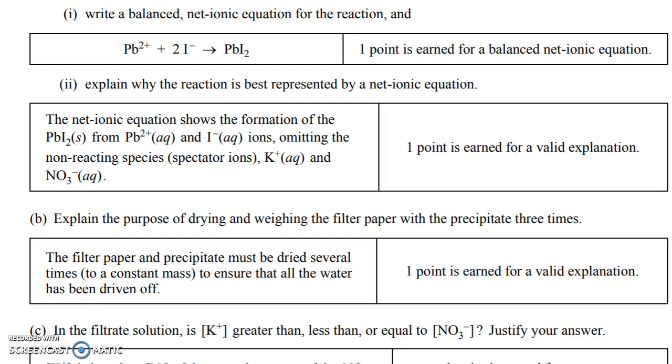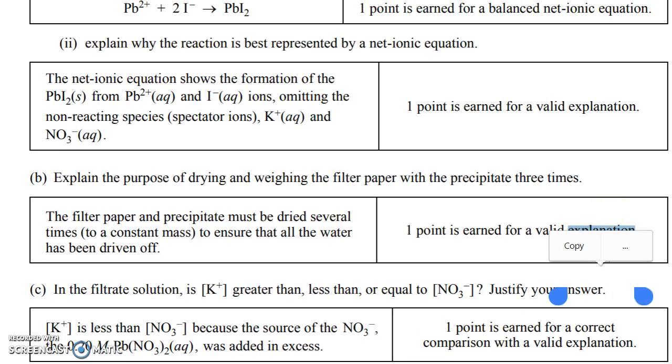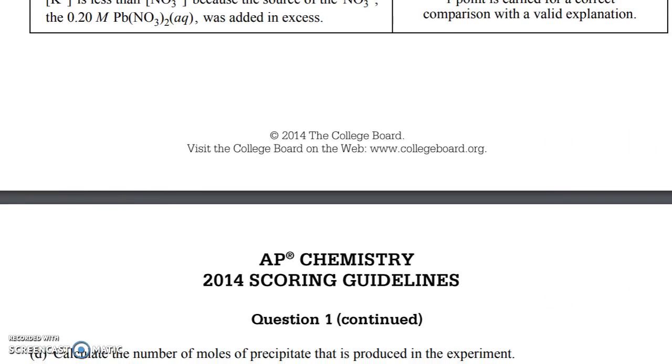In the filtrate solution, is K plus greater than or equal to nitrate? What do you think? So if you have potassium compared to nitrate, potassium is a lot less because the nitrate comes from that lead nitrate where you have 2 moles per 1 mole, right? And it's added in excess. Okay, again, that's a point. So you have a lot more nitrate than potassium.